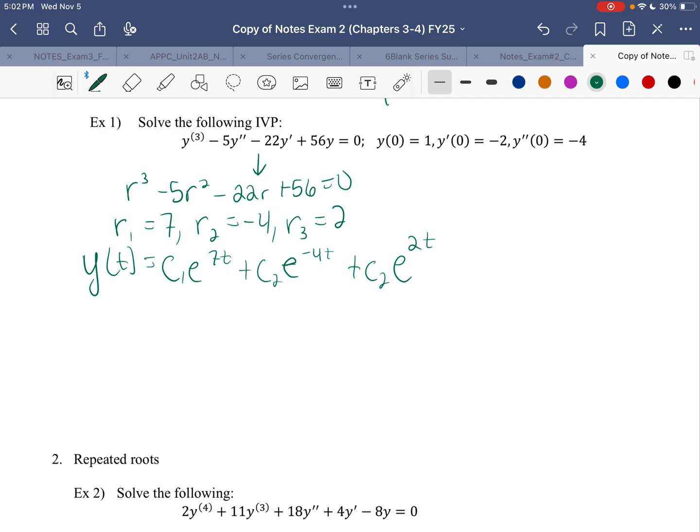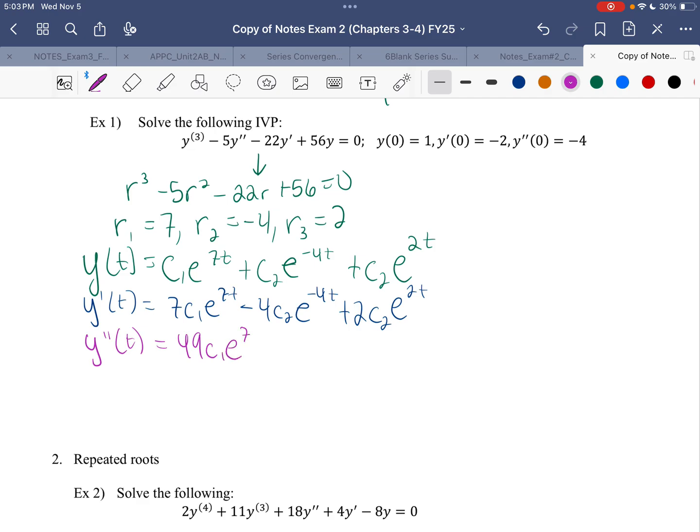All right, if you have a third order differential equation, you need to have 3 initial conditions, and you're going to have the original y, its first derivative, and its second derivative, and then use those initial conditions.